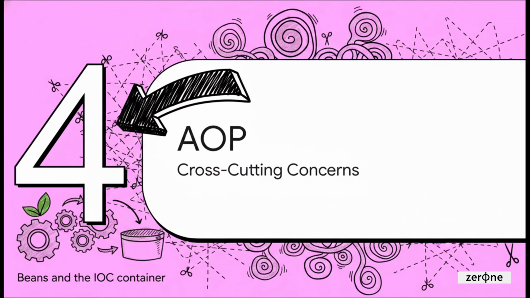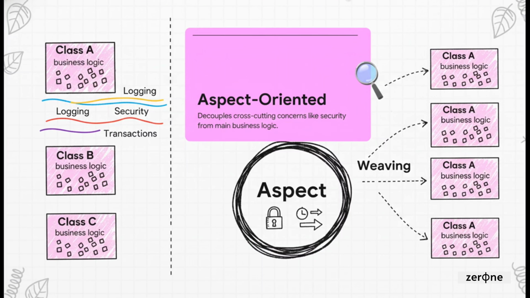All right, moving into section 4, aspect-oriented programming. Now, standard object-oriented programming is great. It breaks our code down into classes. But aspect-oriented programming, or AOP, takes that modularity up another level by decoupling what we call cross-cutting concerns. Let's break that down. Think about application logging, security authentication, or transaction management.